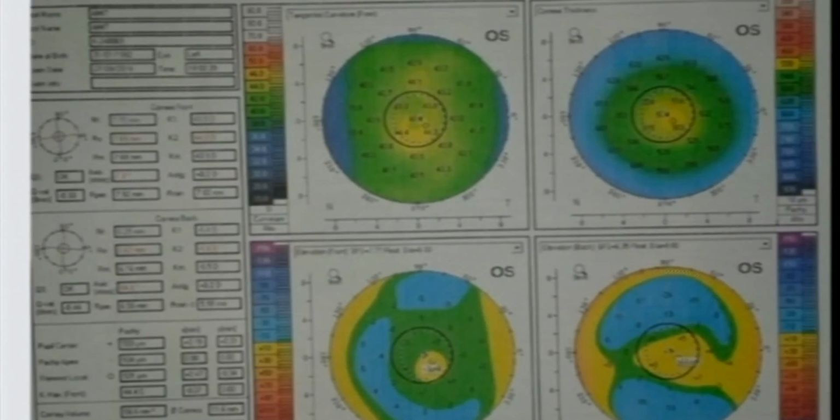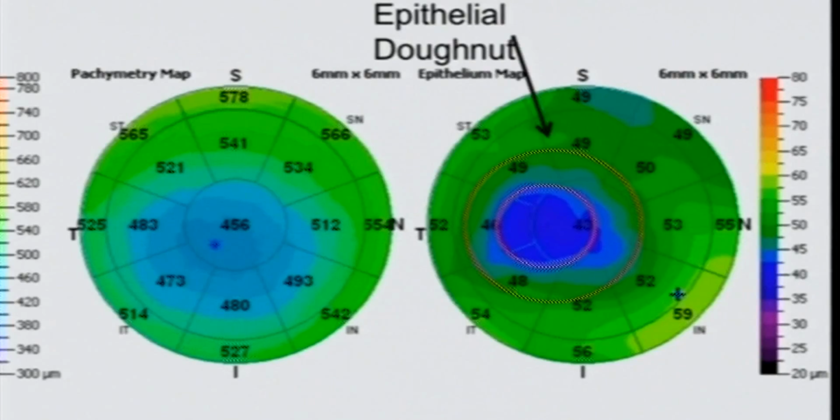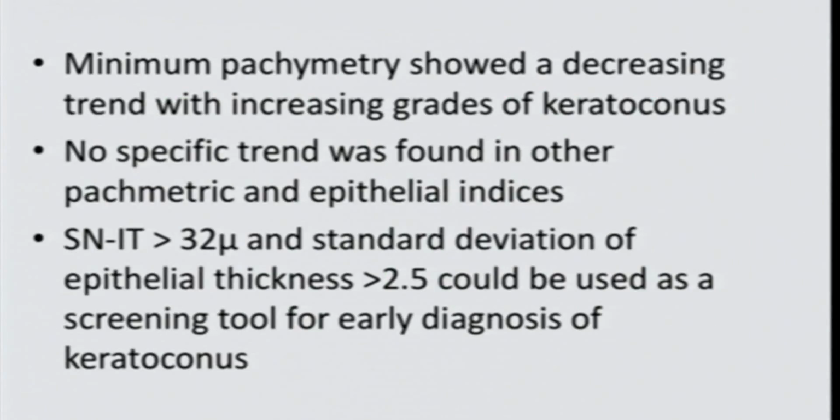This is a 24-year-old male with grade 1 keratoconus. On epithelial mapping, we see what has been typically described as an epithelial donut pattern, an area of thinning surrounded by an annulus of thickened epithelium. In conclusion, I would like to reiterate the two diagnostic thresholds: superonasal inferotemporal pachymetric difference of 32 micron and standard deviation of epithelial thickness more than 2.5 as a screening tool for early diagnosis, warranting further evaluation and a closer follow-up. Thank you.